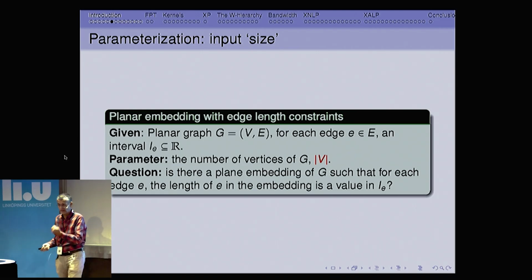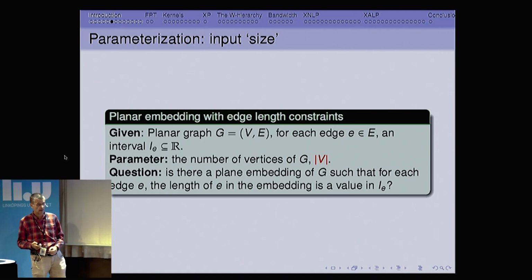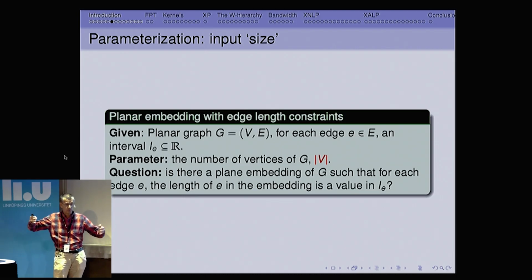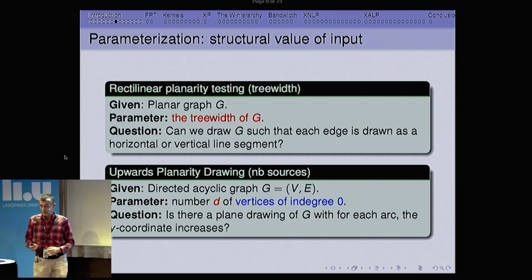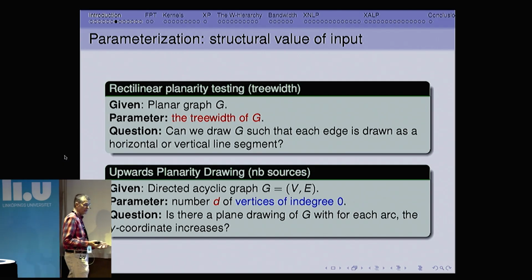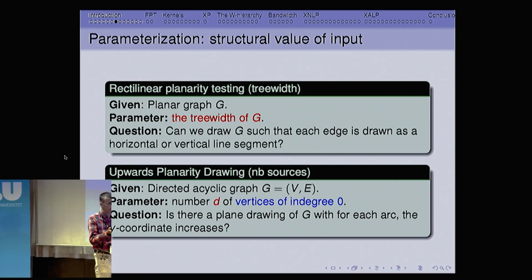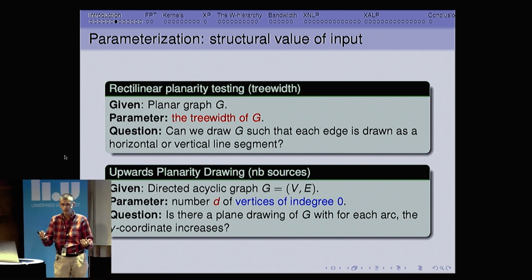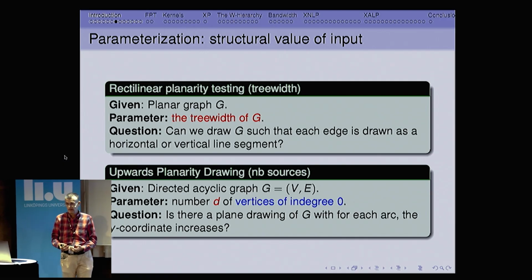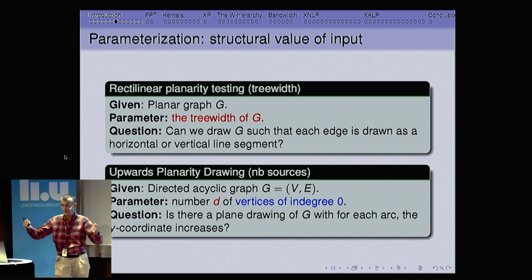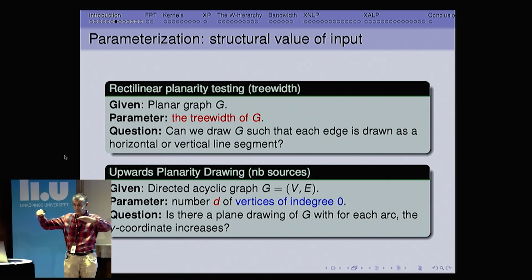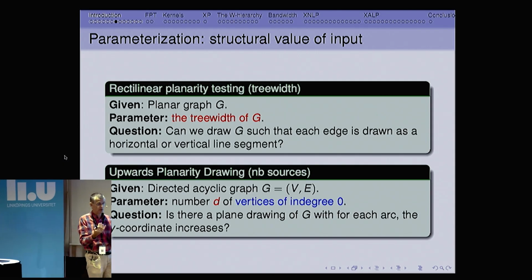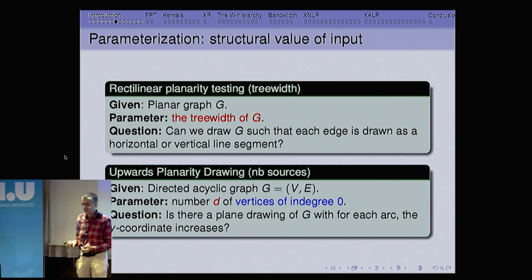And then you could take really the number of vertices itself as a parameter, because the complication can come from the values of these intervals. But many of these problems, and we have seen that already also in this conference, is that you look at a structural parameter of your input. The typical example is the tree width of a graph in a graph drawing problem like rectilinear planarity testing, where I want to draw my graph such that every edge is either a straight horizontal or a straight vertical line segment. It is NP-complete in general, but then people have studied what happens if the tree width of this graph is small.